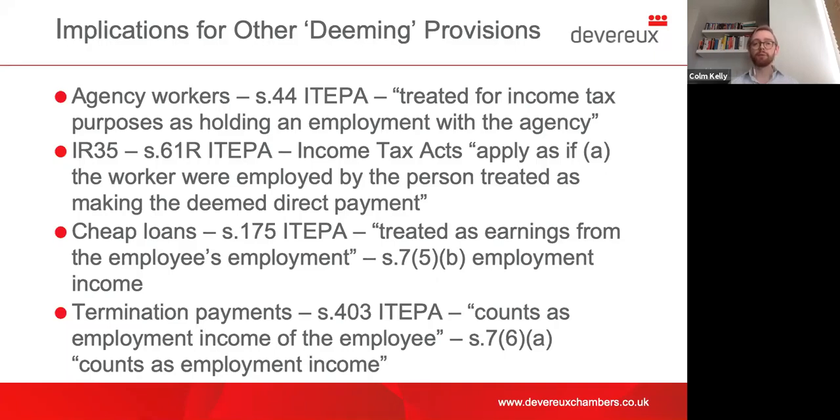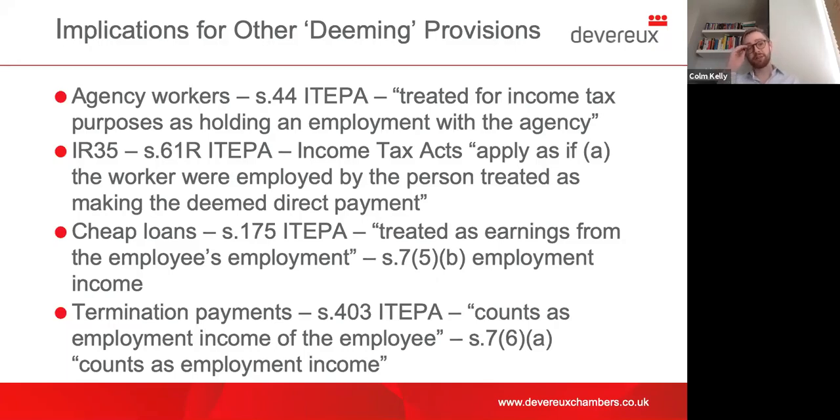Another thing everyone will be familiar with, I anticipate, is IR35. And I think this is a lot more confused. But you will all recall that IR35 taxes a hypothetical deemed direct payment in a case where someone is using a personal service company to avoid a scenario where they would otherwise be employed if they were directly engaged by the person to whom the personal service company is supplying their services.